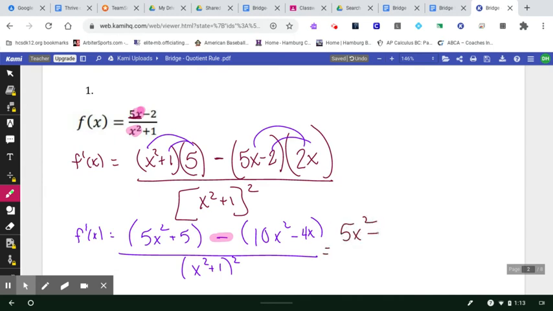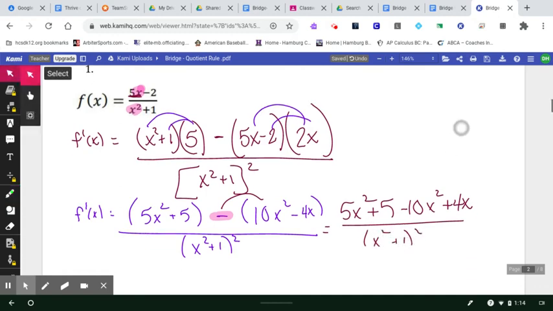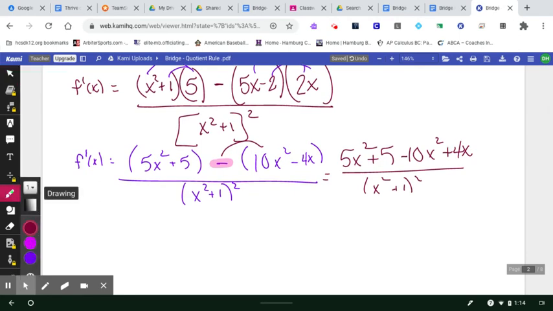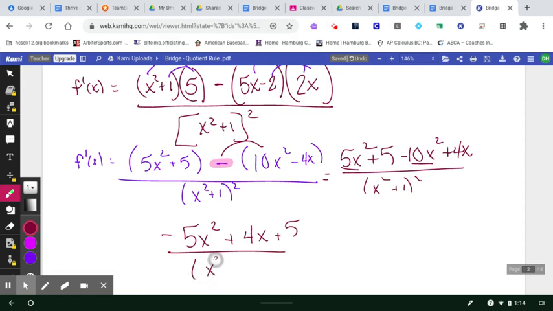So I have 5x squared plus 5, distribute this, so minus 10x squared plus 4x, all over this denominator squared. Combining like terms, that's negative 5x squared plus 4x plus 5 all over x squared plus 1 squared. And there you have f prime of x using the quotient rule: low d high minus high d low all over low squared, and lots of parentheses.